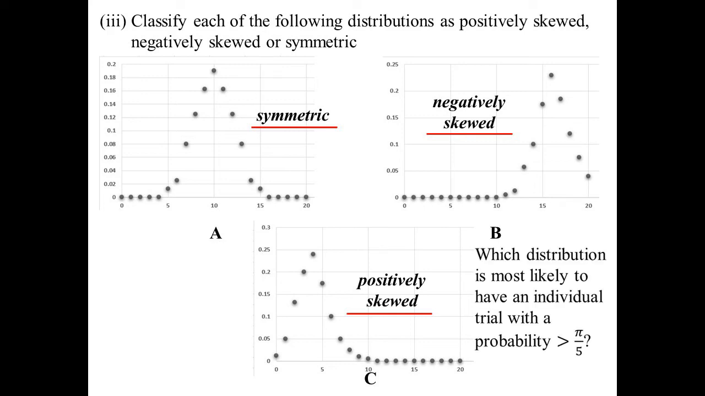But then, looking at those 3 distributions, which one is more likely to have an individual trial with a probability greater than pi on 5? Pi on 5, what's that? 3.14 divided by 5. 0.6, I was way off. But it's more than half anyway. Okay. Well, so the answer is B then, because that is more than a half. And so we want the one where the data's skewed towards things that are more than a half. So it's the negatively skewed one that would be the answer there.